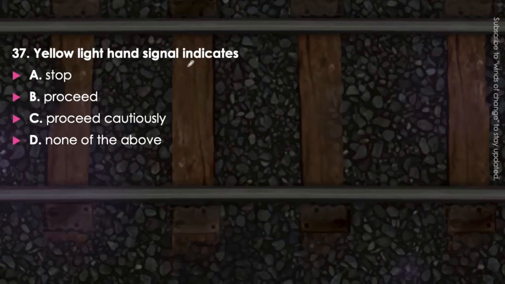Yellow light hand signal indicates stop, proceed cautiously, or none of the above. Think about it. We are talking about the yellow light hand signal. Very easy to guess. Similar is the case of the highway also. Here, yellow light means proceed cautiously. Okay, so option C is correct. In this one, the driver is indicated to slow down the speed and then move on the track, because there can be some case of work going on or some other reason.